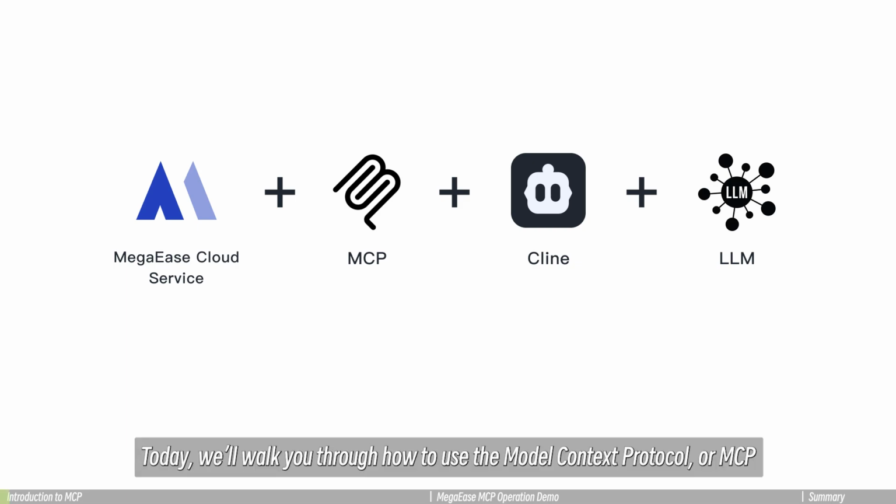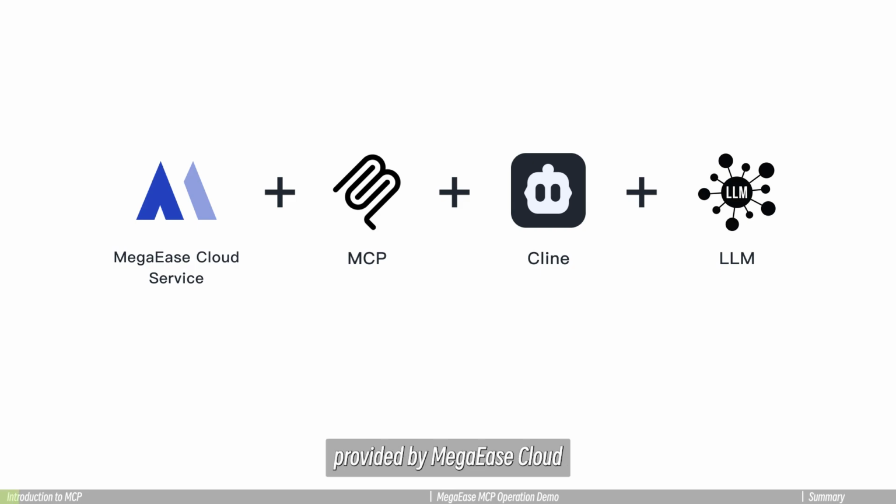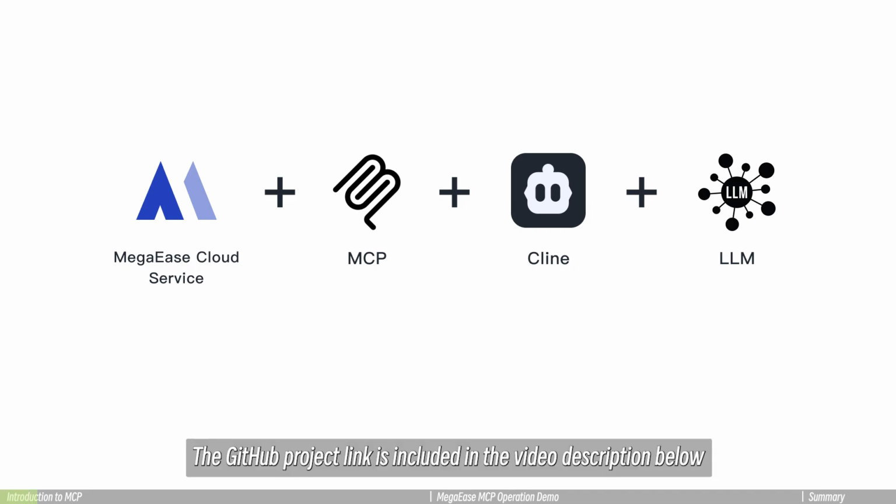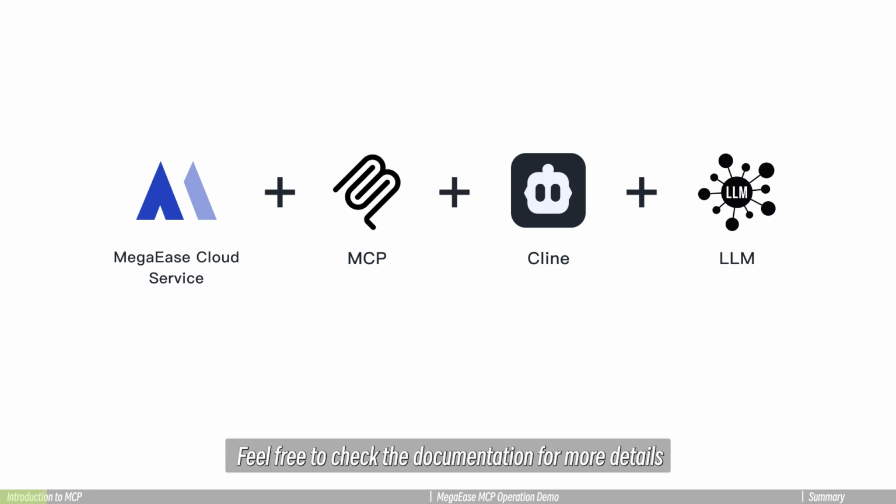Today, we'll walk you through how to use the Model Context Protocol, or MCP, provided by MegaEase Cloud, together with the VSCode plugin called Cline, to automatically manage cloud resources using large language models. The GitHub project link is included in the video description below. Feel free to check the documentation for more details.